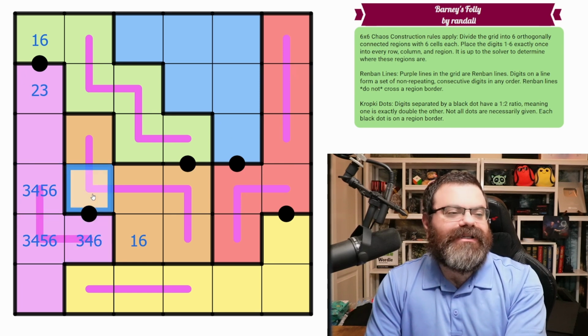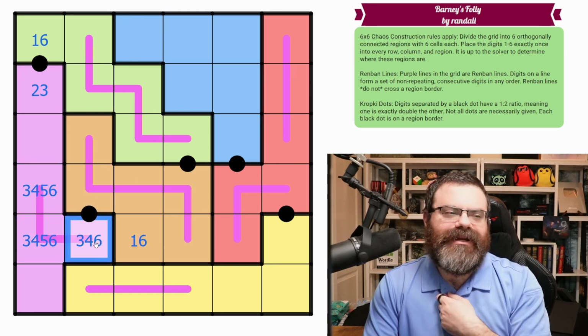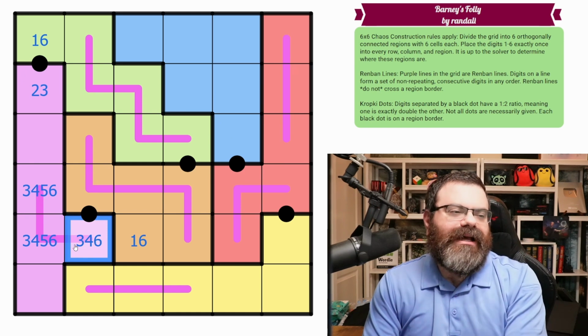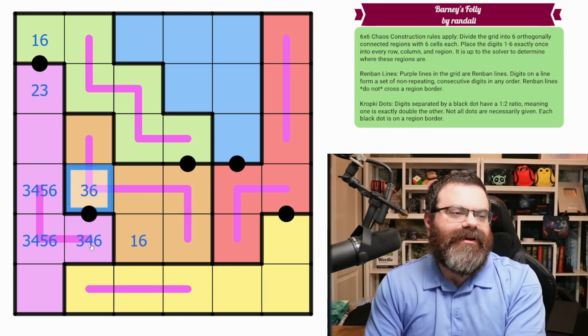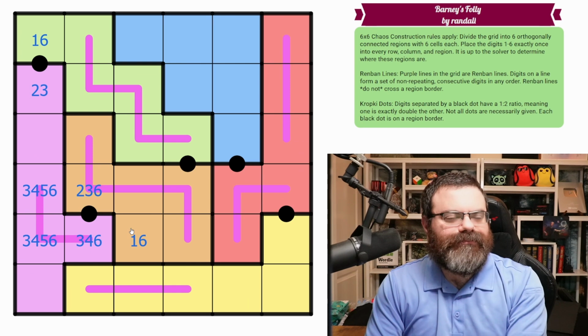Okay, this can't be a 5 because you can't put a 5 on a black dot. If you halved it, it would be 2.5. If you doubled it, it would be 10. The 3 and the 6 go with a 3 or another 6, and the 4 has to go with 2.